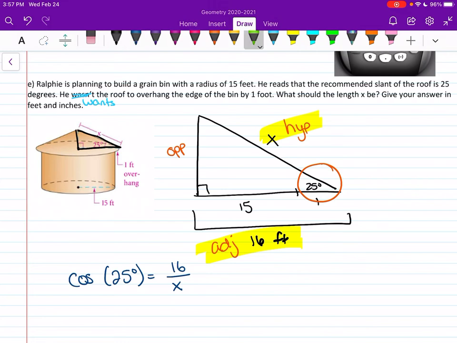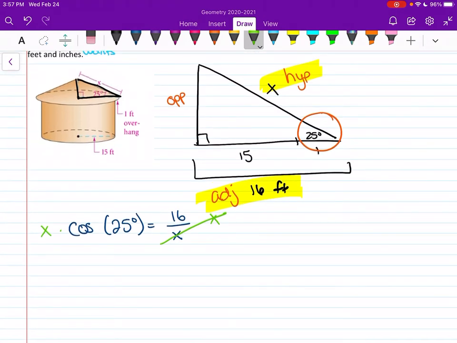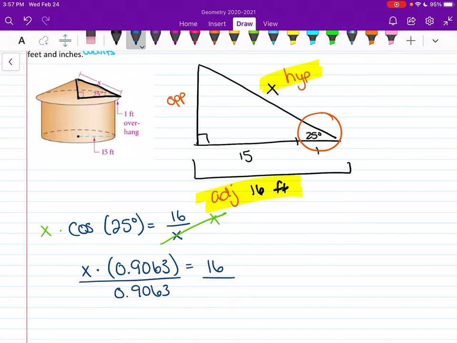So the first thing I'm going to do is multiply both sides by x to get rid of x in the denominator. There it goes. Okay. Now you're going to find the cosine of 25 degrees on your calculator. So hit the cosine button and then 25 and hit enter. And so now I have that x times, and cosine was 0.9063-ish, equals 16. And then I'm going to divide by that 0.9063.